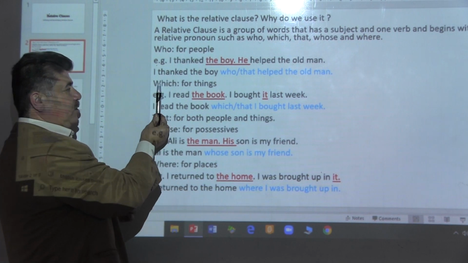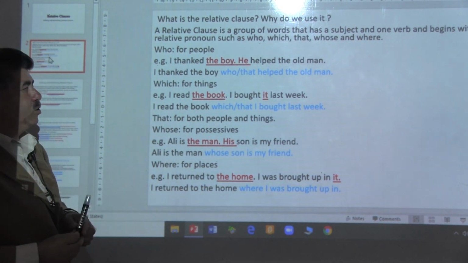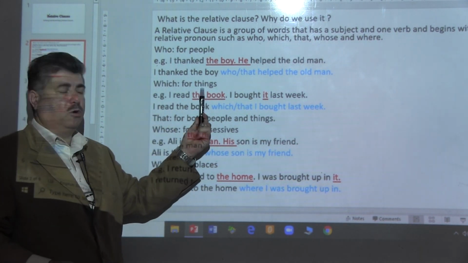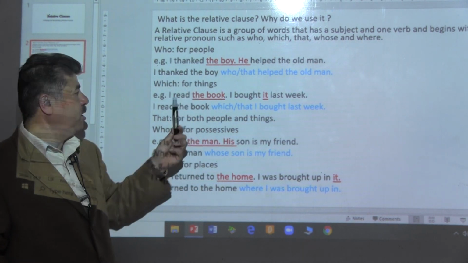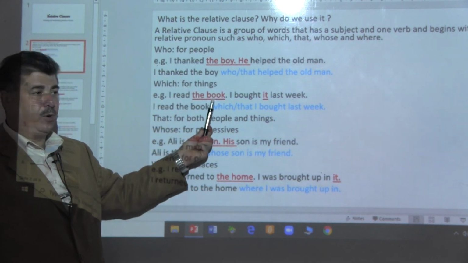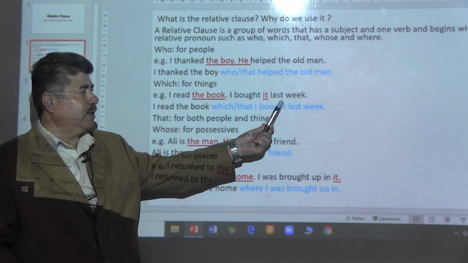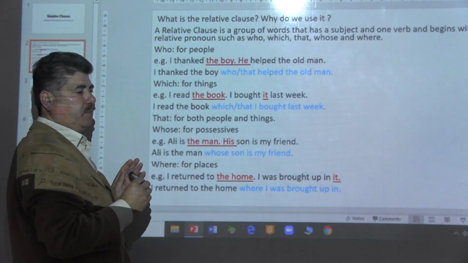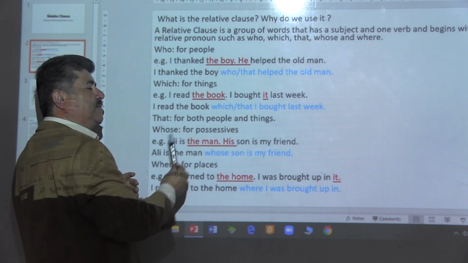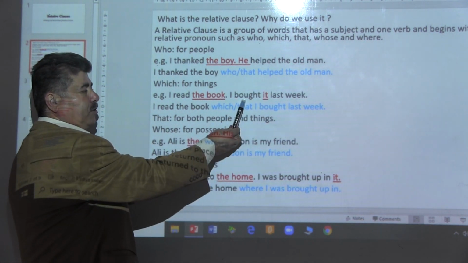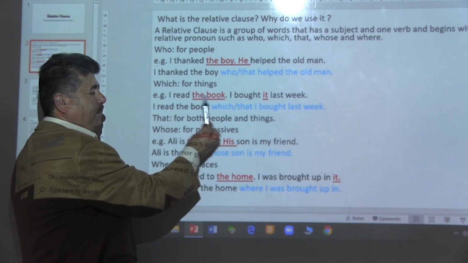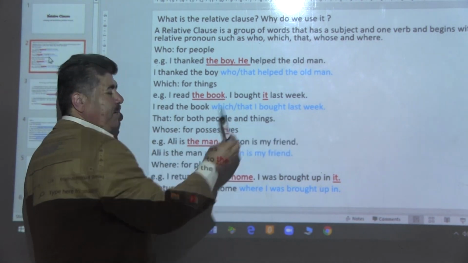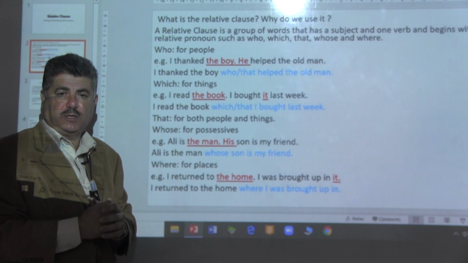Now the second relative pronoun we are talking about is which. We use which when we are talking about things, not people. Like here, I read the book. I bought it last week. Notice here in the first sentence, he is the subject. But here, it is an object. Why? It comes after the verb. So this is a main clause. This is also a main clause. So I have two main clauses together.